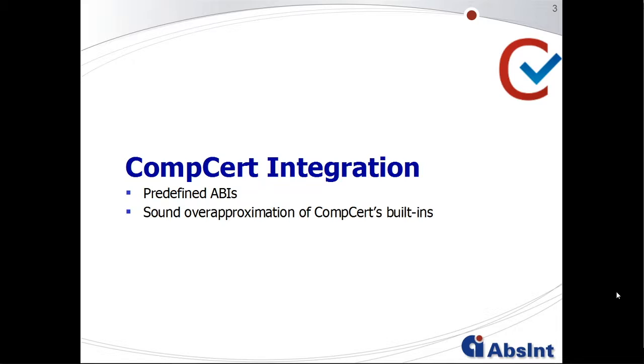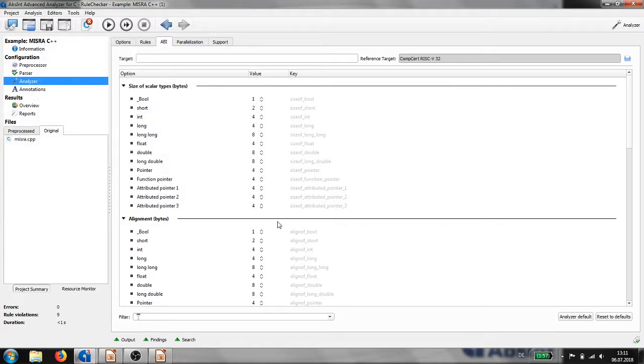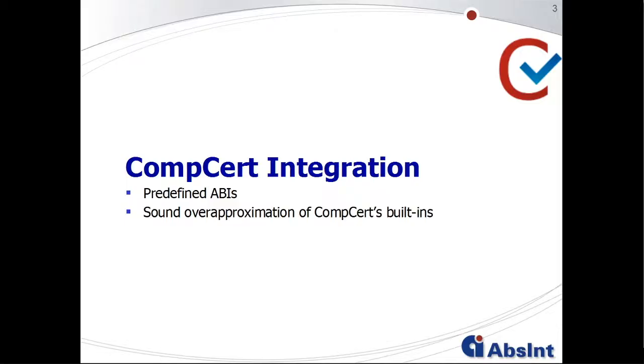We extended our support for our own formally verified C compiler, CompCert. Astrée and RuleChecker know predefined ABIs for CompCert. In semantical analysis, the effect of CompCert built-ins are over-approximated and soundly considered in the analysis, as you can see in the following example.